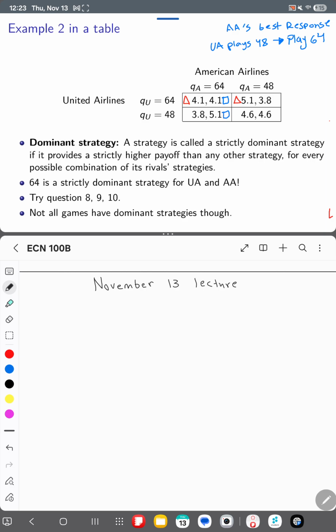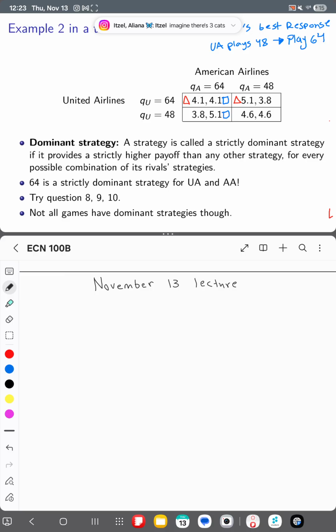So that means that I need to put this square over here. So the best response for American Airlines also is always to play 64. And this gives us what we call the dominant strategy last time.